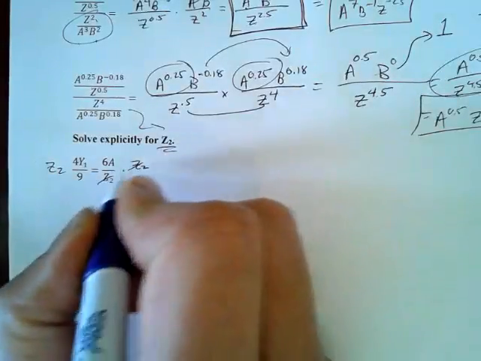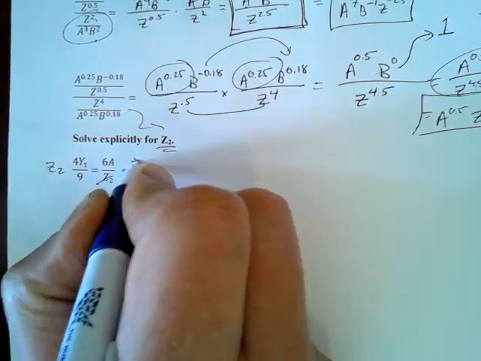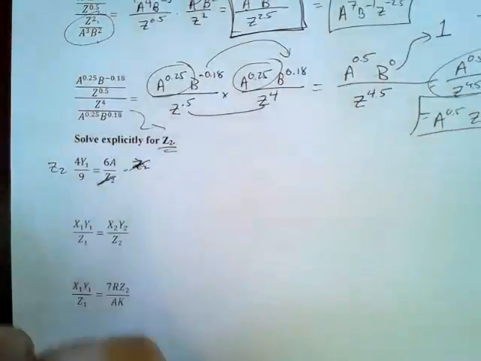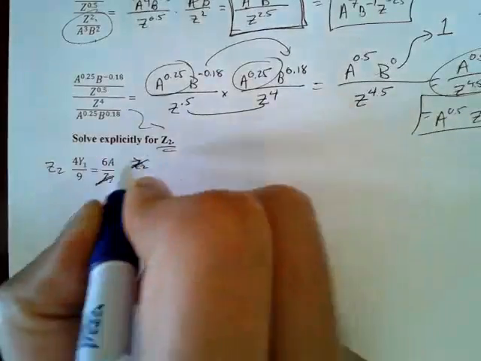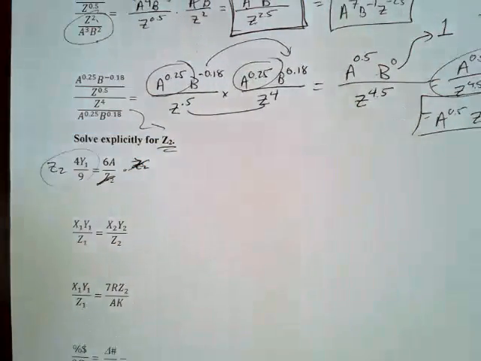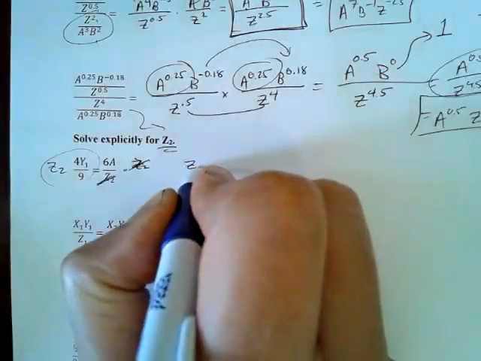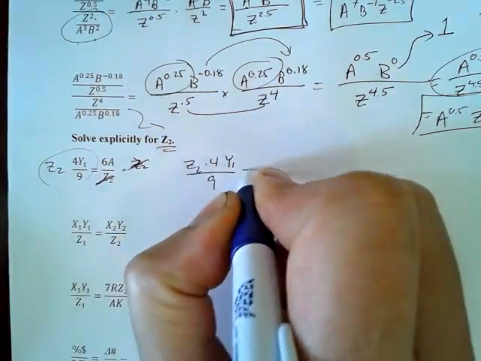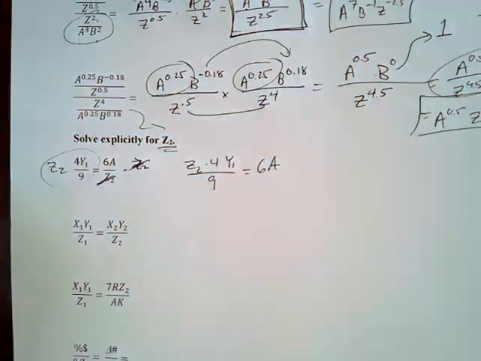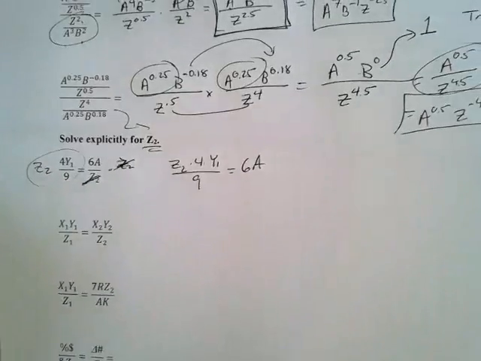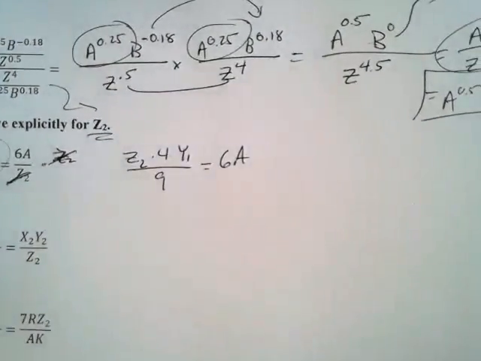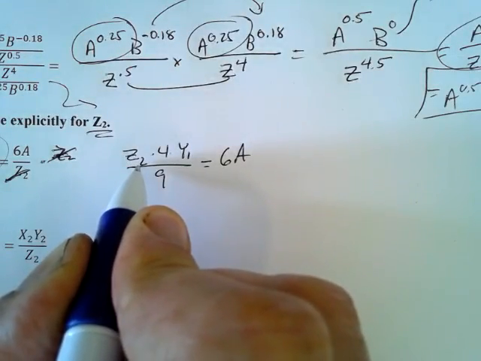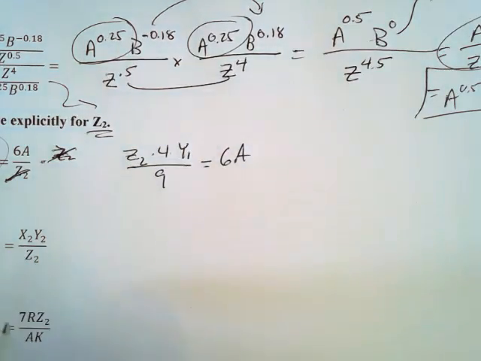So if we were to rewrite this, we see that by multiplying this side by Z2, it clears out of the denominator. So this side is going to simplify to just 6a. And this side now has Z2 in the numerator. So we would have Z2 times 4 times Y1 over 9 is equal to 6a. We're one step closer to having our simplification. But at this point, we'd like to still isolate the Z2. So we need to get rid of the 9, the 4, and the Y.